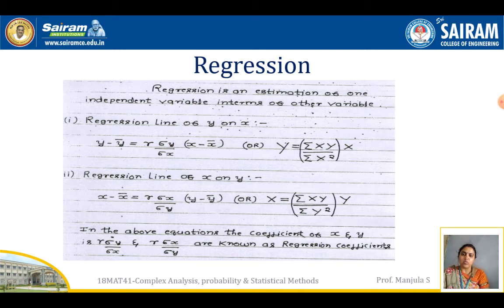One more alternative formula we can use for the regression line of x on y, that is x equals summation of capital XY divided by summation of capital Y square, that into capital Y. Here capital X stands for x minus x bar, capital Y stands for y minus y bar. So these are the formulas we use to find the regression lines. In the above equations, the coefficients r into sigma y by sigma x and r into sigma x by sigma y are known as the regression coefficients.